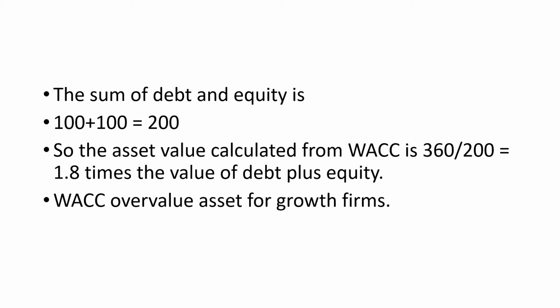The sum of debt and equity is 100 plus 100, equal to $200 million. So the asset value calculated from WACC is 360 over 200, equal to 1.8 times the value of debt plus equity. So from this example, we see that discounting by WACC overvalues assets for growth firms. We assume the growth rate is 4%, right? So it will overvalue growth firms.